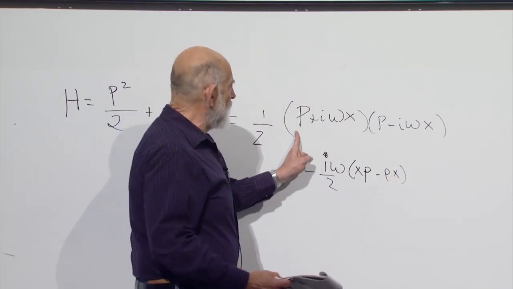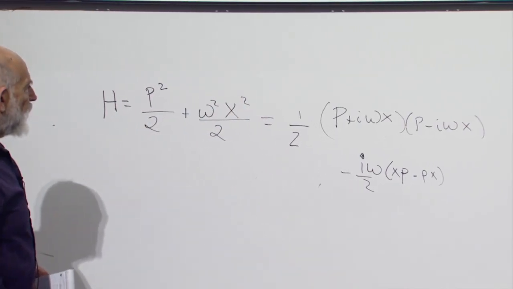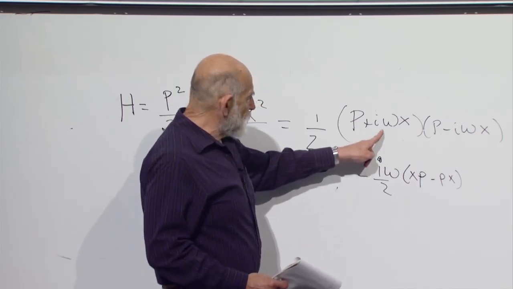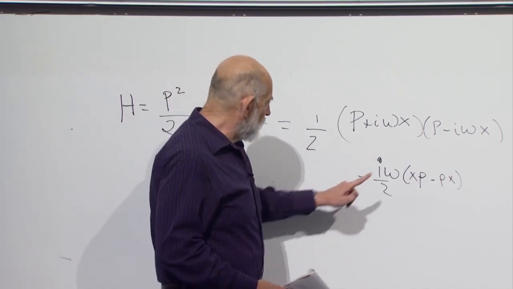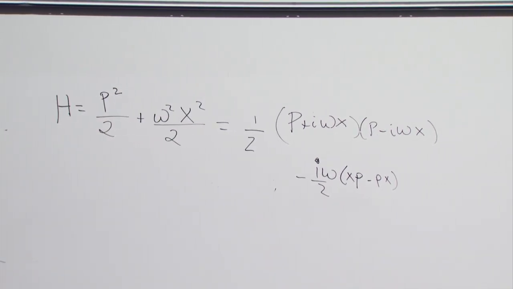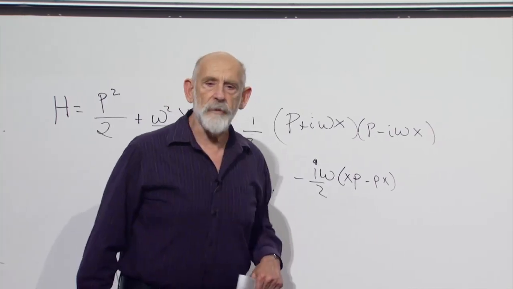X times p minus p times x, and I think I have it right. I've subtracted it because it was appearing in here in an unwanted way. So I've subtracted it, and now I use one more thing. This is the commutator of x and p. What's the commutator of x and p?